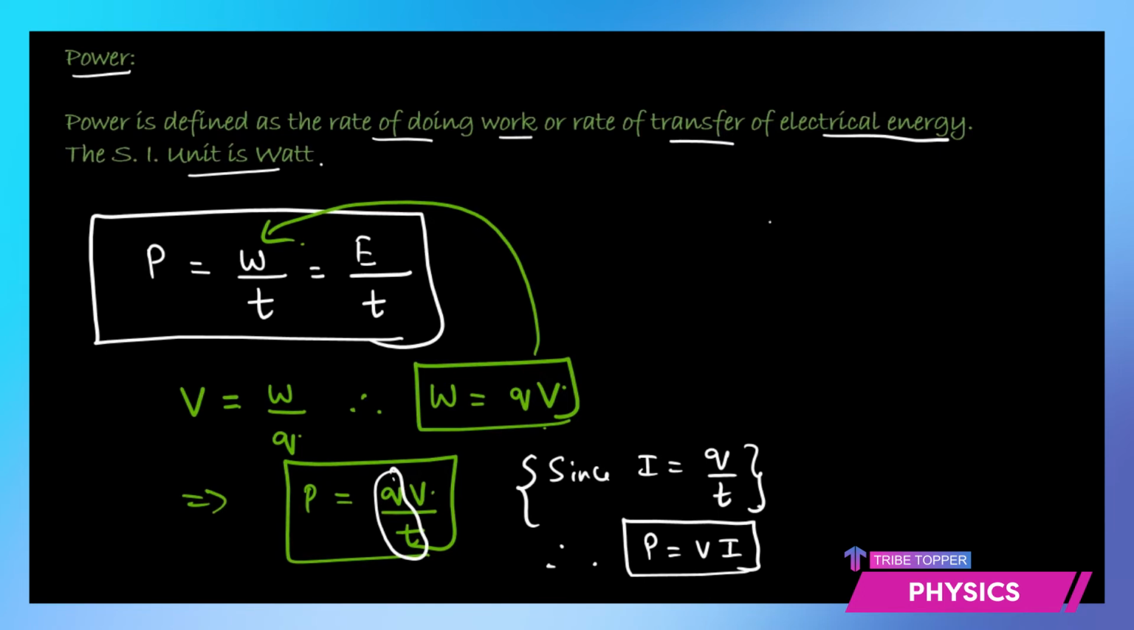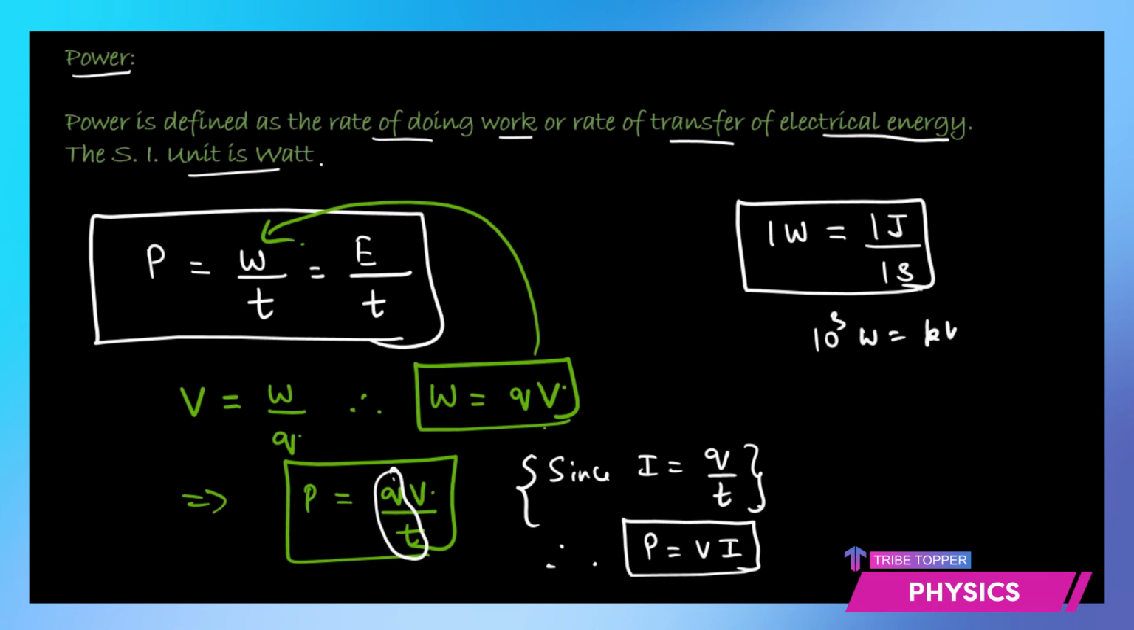And when I say the SI unit of power is 1 watt, 1 watt refers to 1 joule of consumption of electrical energy in 1 second. And there are some bigger units of power. We use 10 to the power 3 watts as kilowatt and 10 to the power 6 watts as megawatt.